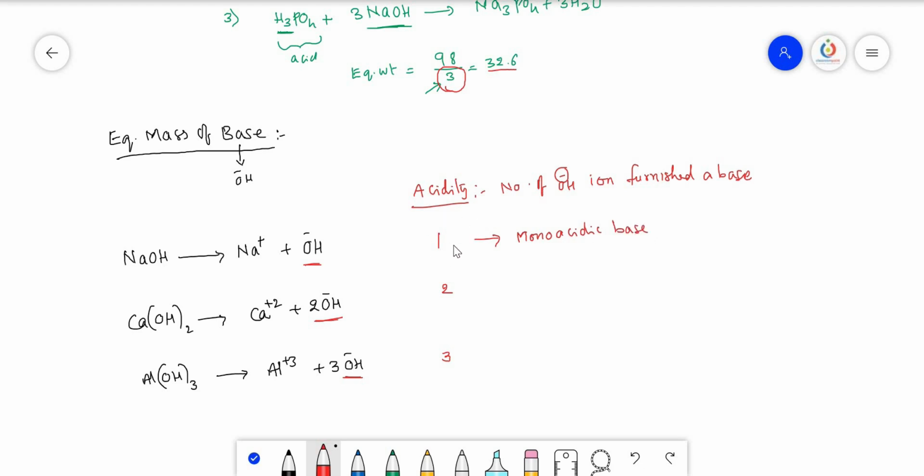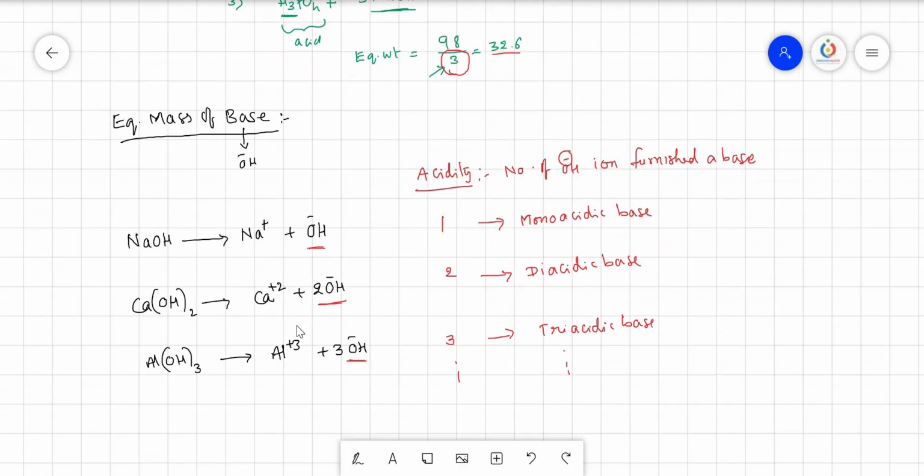The bases which are having acidity 1 are called monoacidic base. If its acidity is 2, it is called diacidic base. And if it is 3, it is called triacidic base, and so on. It will continue if anything is able to release more than 3 OH minus ions.